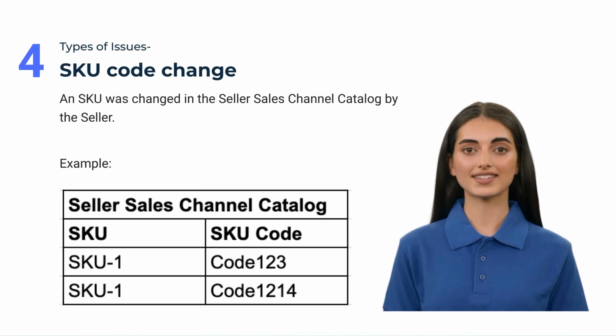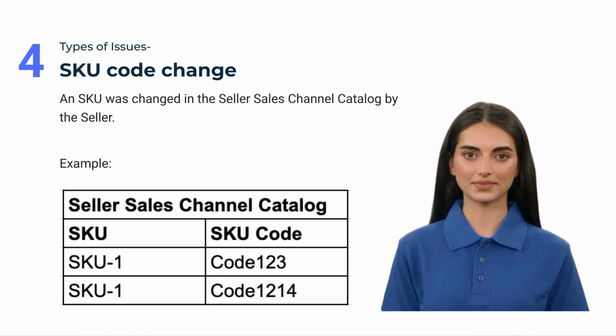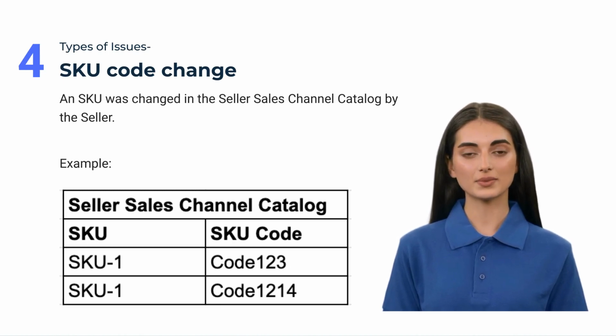Fourth type of issue is SKU code change. In this issue, an SKU code was changed in the seller sales channel catalog by the seller. Let's understand this with an example.